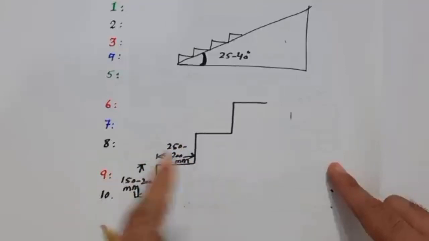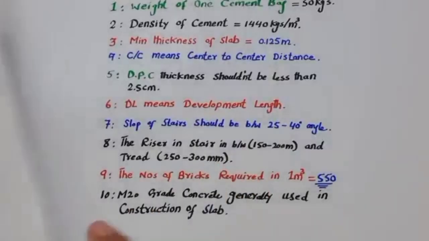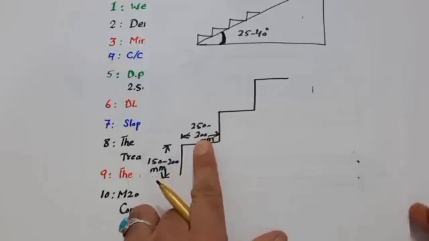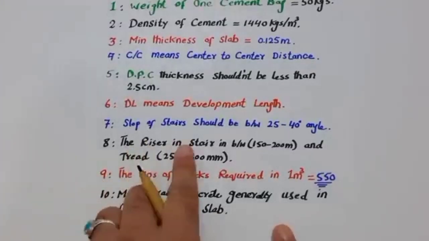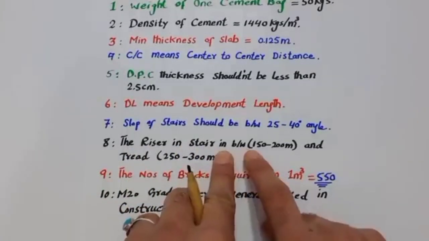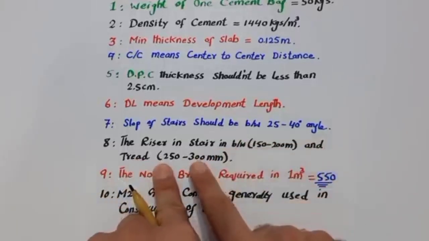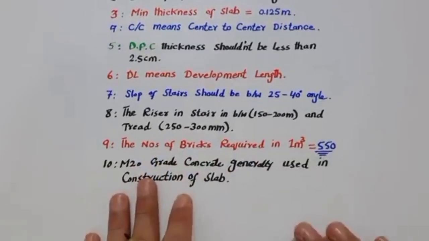Right, this one. The vertical is the riser, the horizontal is the tread. So the riser is between 150 to 200 mm and the tread is 250 to 300 millimeter. Okay, this is very important, useful.